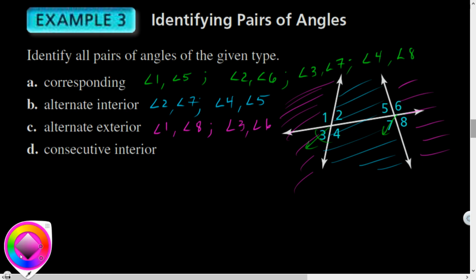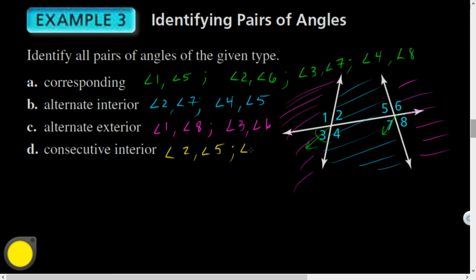Consecutive interior, you guys already got this. Which ones are the consecutive interior angles? You got it. 4 and 7.